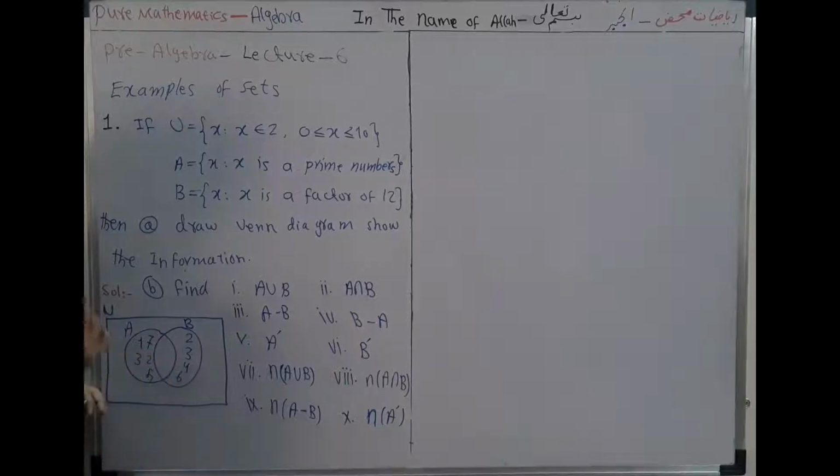They are factors of 12. Here we have two numbers which are common in both sets: 2 and 3. Here is the intersection of A and B, so we write 2, 3 inside the intersection. Then 4, 6 are only in B, and 1 is a factor of 12 but not a prime number. 5 and 7 are only in A.